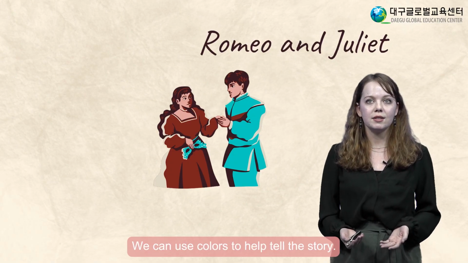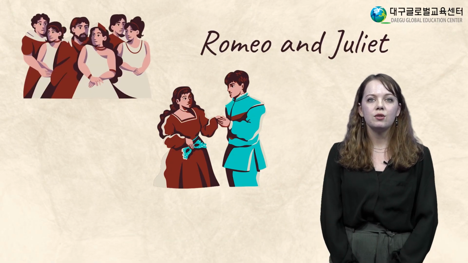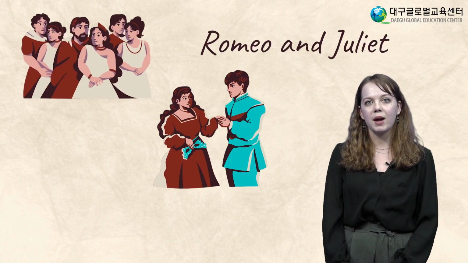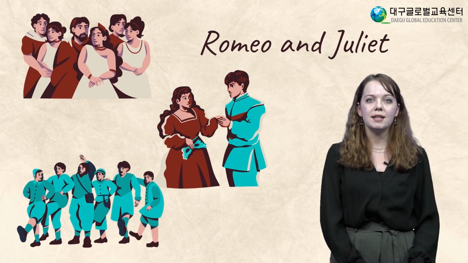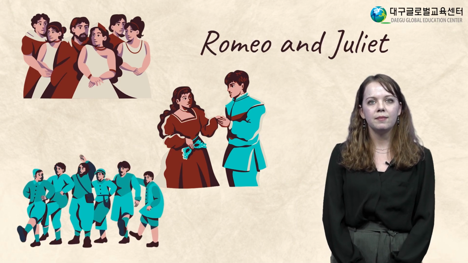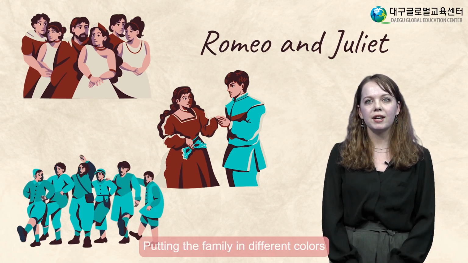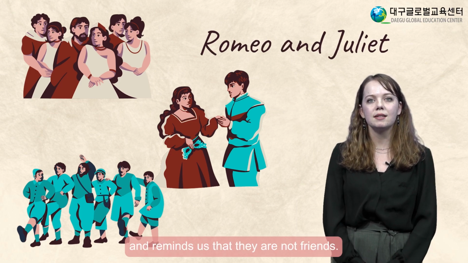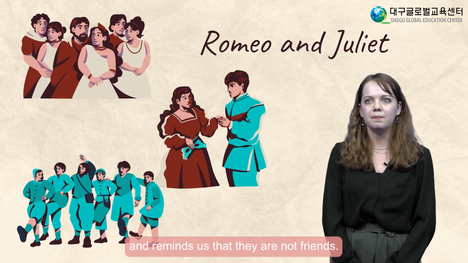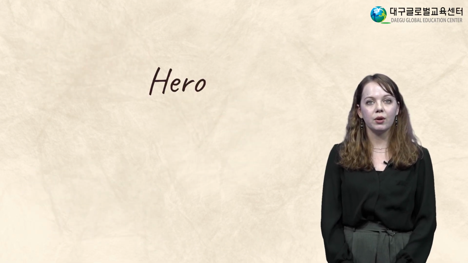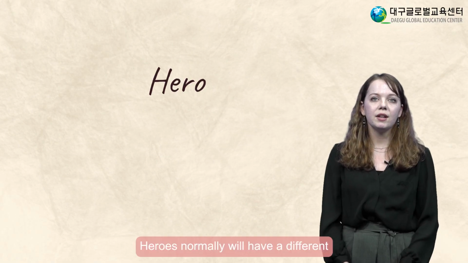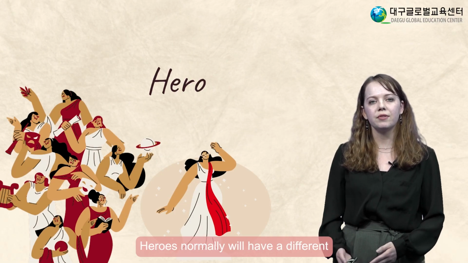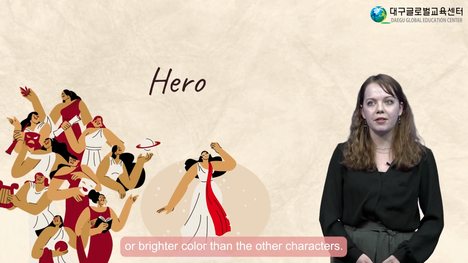We can use colors to help tell the story. Juliet and her family are in red. Romeo and his family are in blue. Putting the family in different colors helps us tell them apart, and it reminds us that they are not friends. We can also use color to find the hero of the story. Heroes normally will have a different or brighter color than the other characters.